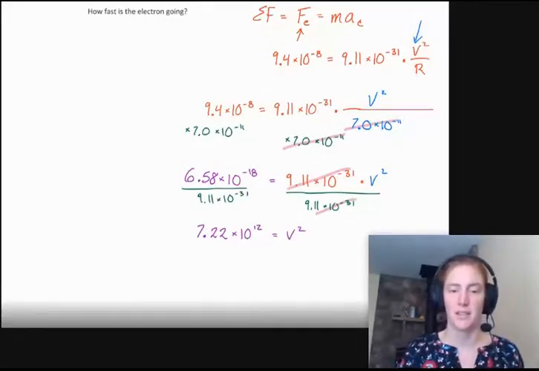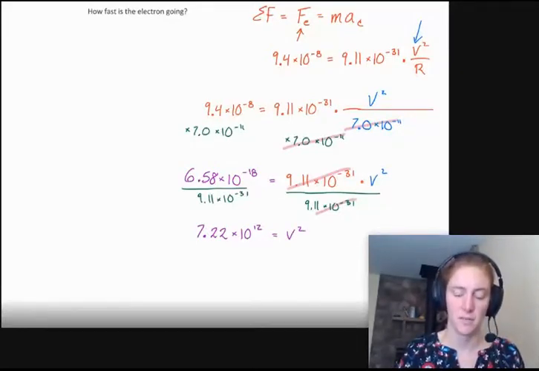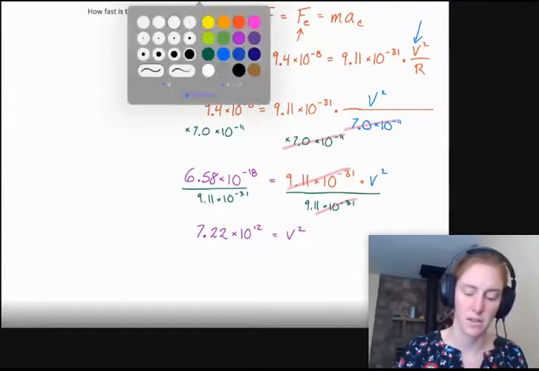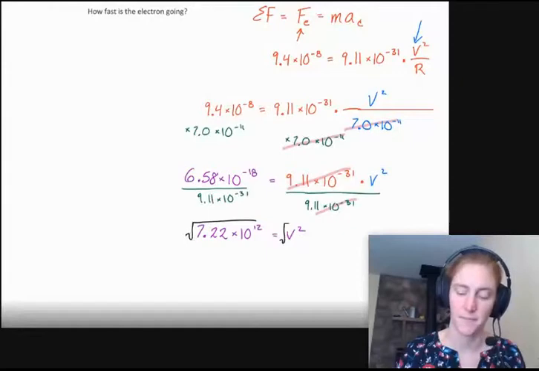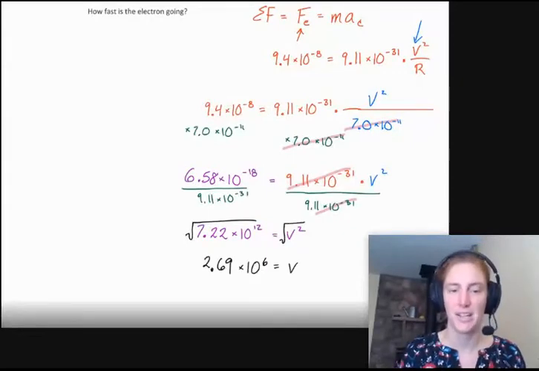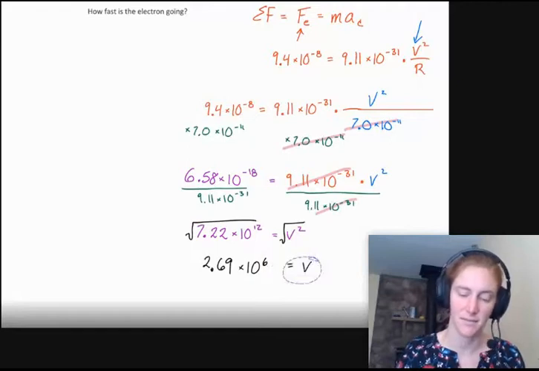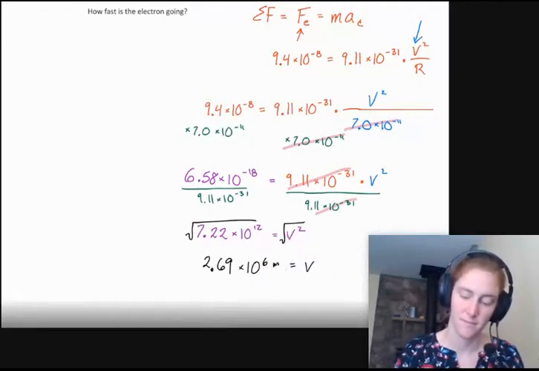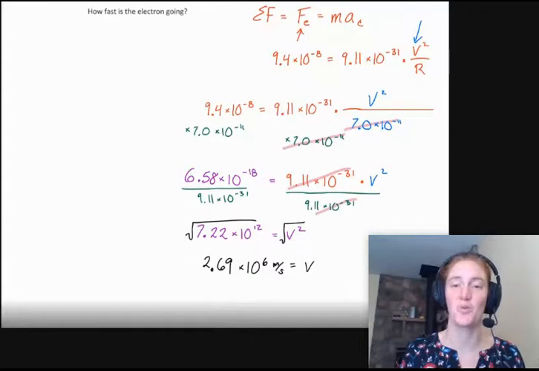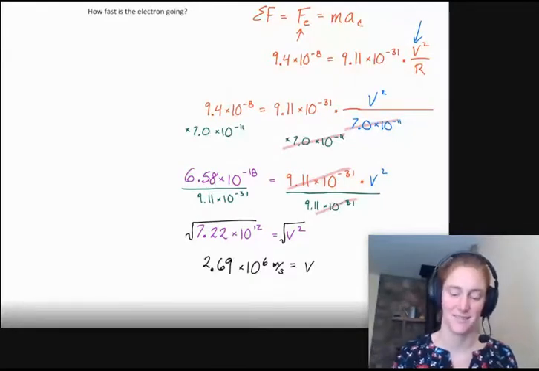So once you get that, then you have 7.22 times 10 to the 12 is equal to v squared. So I'm going to square root both sides. And I get 2.69 times 10 to the 6 meters per second. So it is going really, really fast.